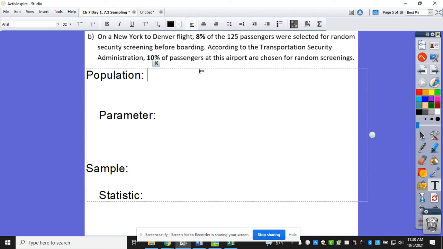And this one's almost a little tricky just because it doesn't overly obviously say that. Well, I guess it does. What's your population? I know you're writing. Our population is all passengers at this airport.